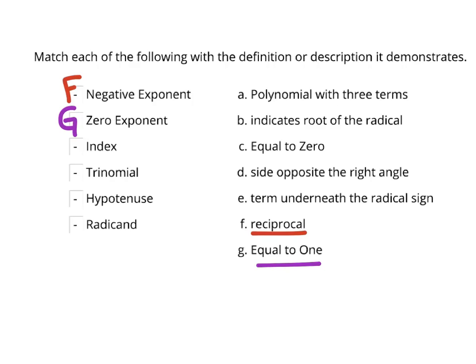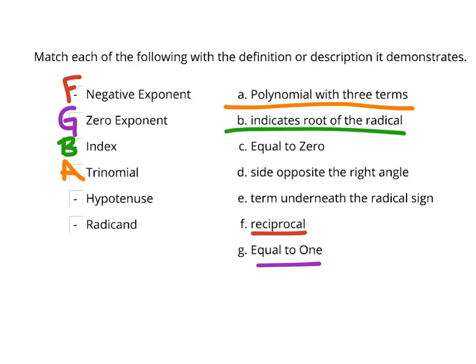An index, that's kind of the exponent for roots. So let's see, indicates the root of the radical. Yeah, so that looks like it'd be b right there on this one. And then a trinomial is an expression that has 3 terms. So this one, yeah, it's just calling it still a polynomial, because 3 is still poly, but it needs the 3 terms for a trinomial. Tri is 3. So that looks like that's a.